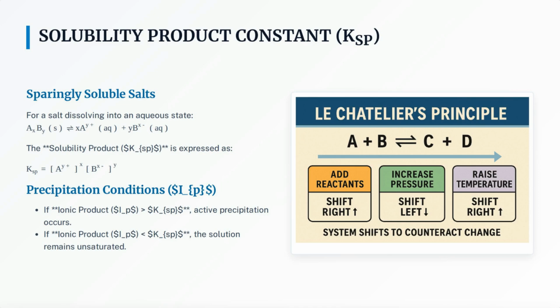The solubility product constant, Ksp, applies to sparingly soluble salts. Comparing the ionic product, Qsp, to Ksp determines precipitation conditions. Precipitation occurs if Qsp is greater than Ksp.